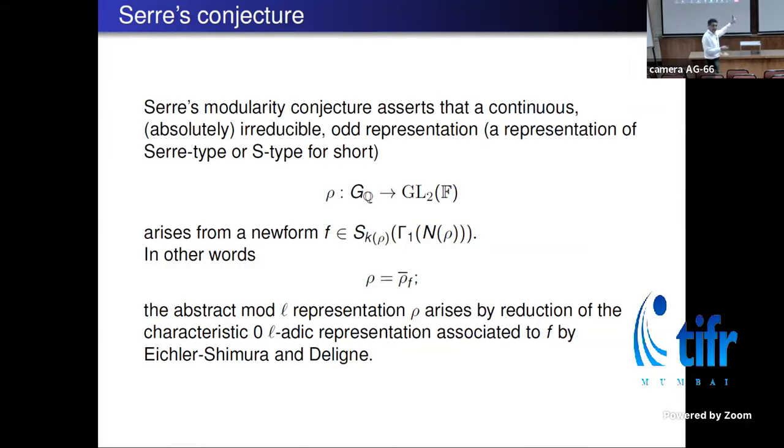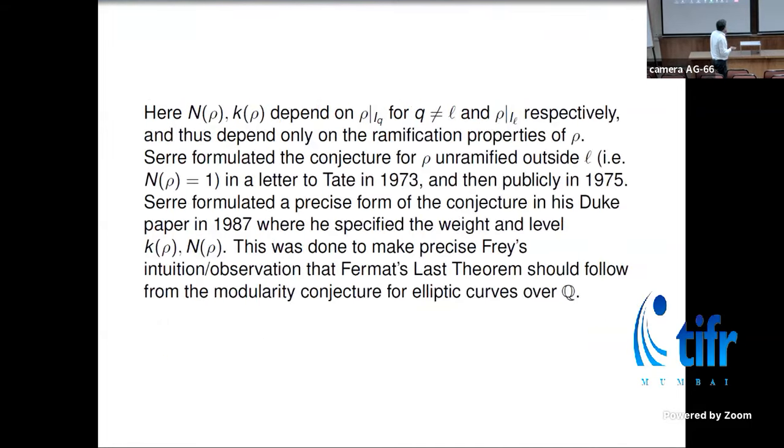Any questions? Of course, if you're seeing it for the first time, one has to stare at it a little bit. It's a two-dimensional representation of the absolute Galois group of Q. It's always going to have some finite image, though the field might be FL bar. That's the notion of continuity. And it's going to factor through some finite Galois extension of Q. And it's absolutely irreducible. And it's odd, which is to say the determinant of complex conjugation is minus 1. This oddness is related to the fact that the modular forms in level 1, for example, vanish for weights which are odd. And such a representation comes from a newform. So this was the conjecture.